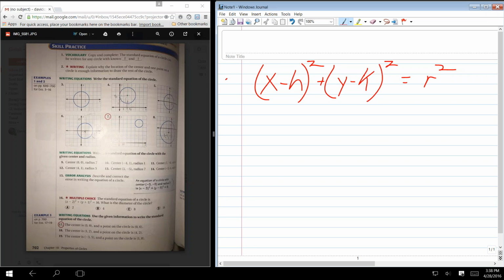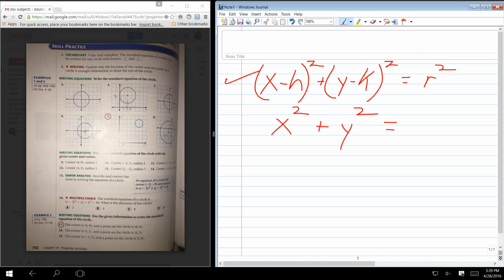This is the general equation of a circle, and they want the specific equation of each of these circles that you're looking at. So would it be 0, 0? Well, yeah, it would be x squared plus y squared. It's just that we're not going to subtract anything from x and y.